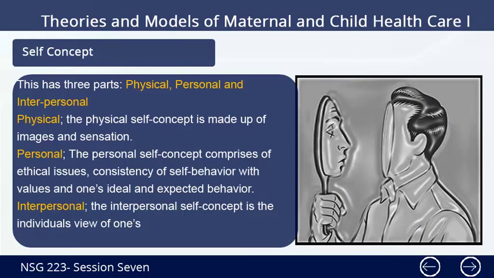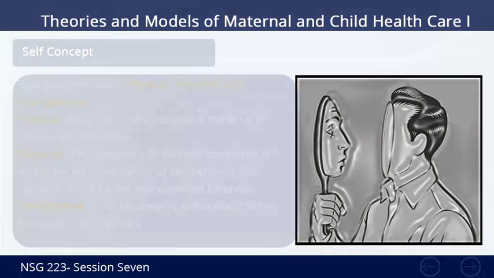Self-concept. This has 3 parts: physical, personal, and interpersonal. Physical. The physical self-concept is made up of images and sensation. Personal. The personal self-concept comprises ethical issues, consistency of self-behavior with values, and one's ideal and expected behavior. Interpersonal. The interpersonal self-concept is the individual's view of one's interaction with others.